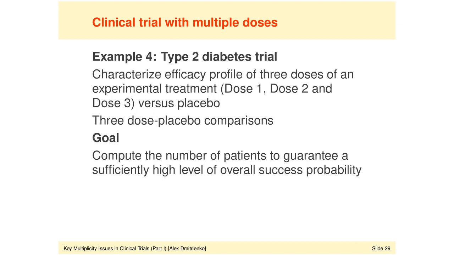But now, back to example 4. As a quick reminder, in this example 4, multiplicity was induced by the analysis of 3 doses relative to placebo. The goal of the study was to characterize the efficacy profile of 3 doses of an experimental treatment. Those doses are denoted by dose 1, dose 2, and dose 3. And our ultimate goal in this particular application is to compute the number of patients to guarantee a sufficiently high level of overall success probability in this clinical trial.